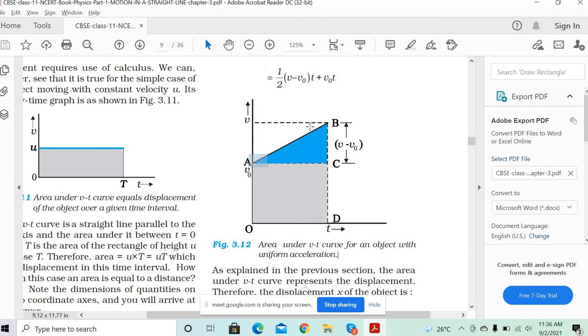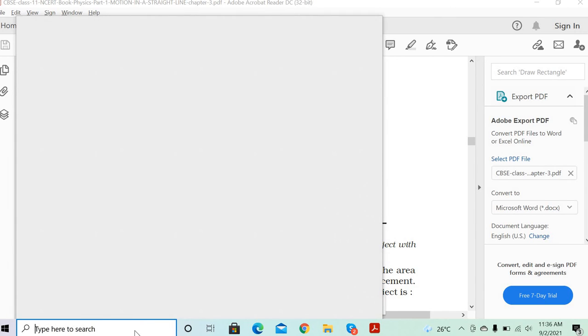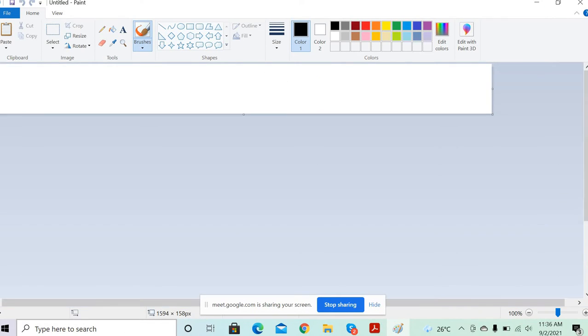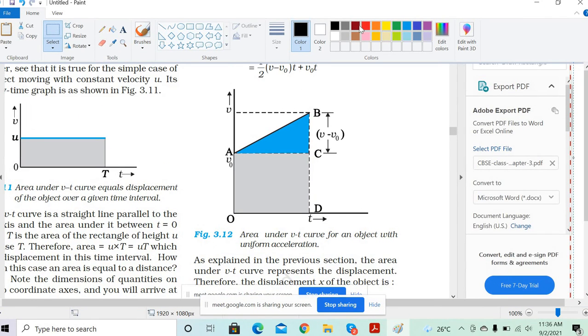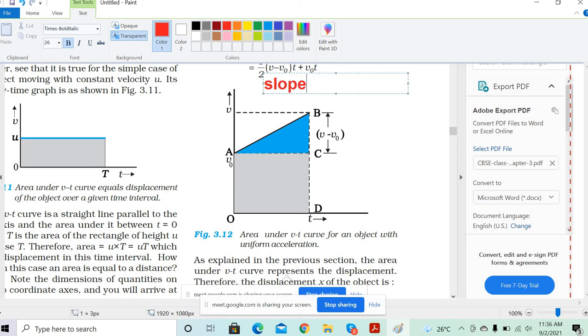Okay. Now we can easily find the acceleration also here, because if we find the slope of this line from A to B. What is the slope of this line AB? Slope is basically the vertical distance BC by horizontal distance AC, isn't it? So slope will give you this part. Now, if we just write it here, the slope of the line AB will be given as BC by AC, correct? Yeah.